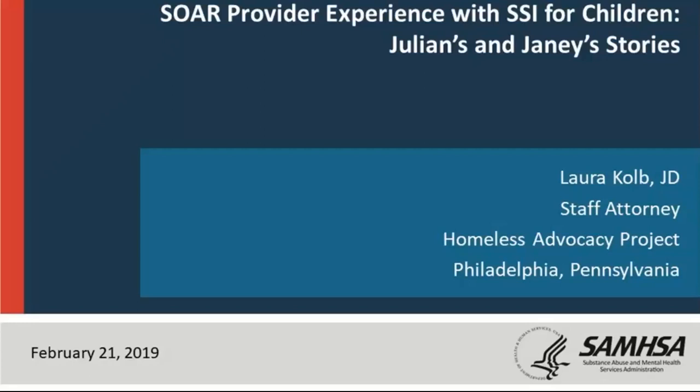So HAP provides free civil legal services here in Philadelphia for individuals and families who are experiencing homelessness. We handle a wide range of issues, but we do a lot of disability work. Since 2009, we started handling SOAR claims, and since then we've filed 2,880 claims. We've got a 91% approval rate, and right now our average processing time is 58 days from application to decision.